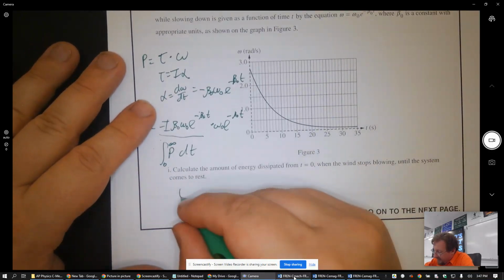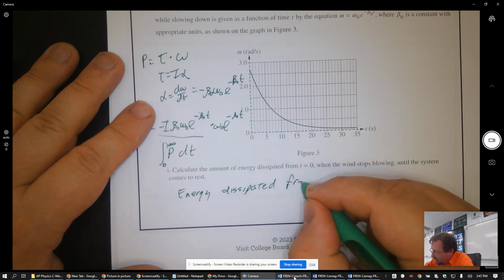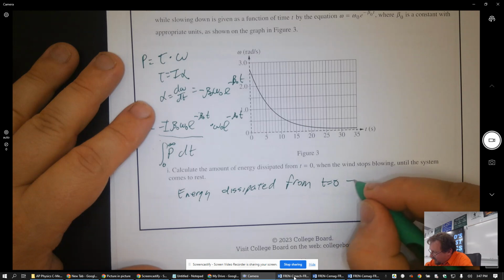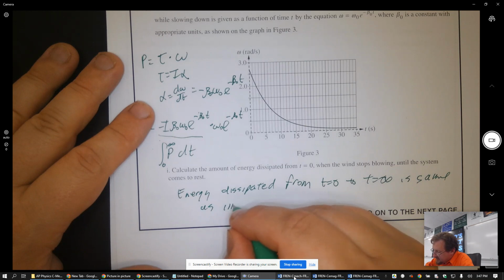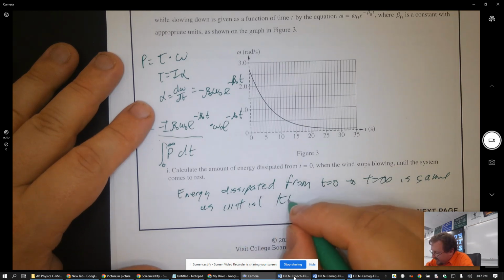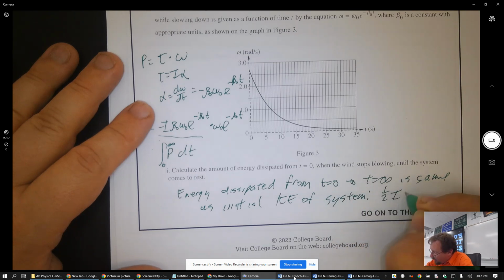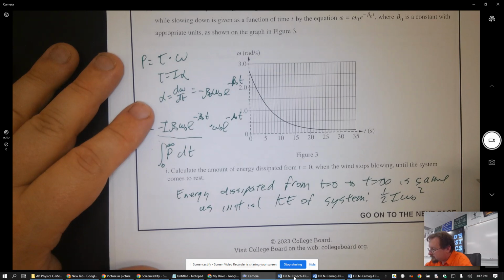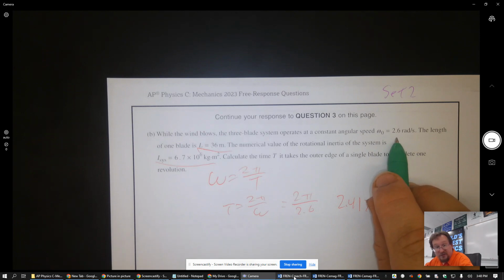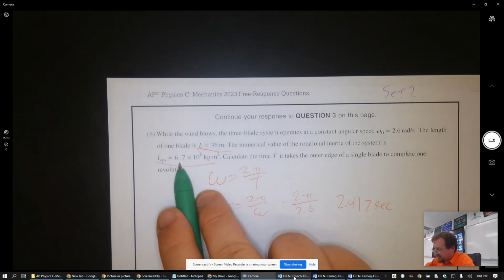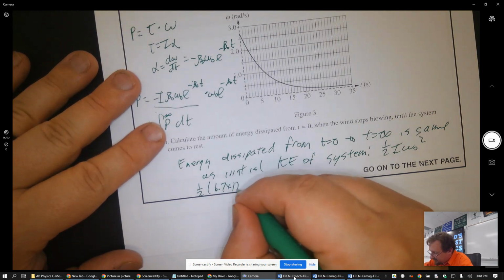They could have just said the energy dissipated from t equals 0 to t equals infinity is the same as the initial kinetic energy of the system, 1/2 I omega initial squared. Okay, so there it is. It's 2.6, and then the I of the system, it's 6.7 times 10 to the 6th.